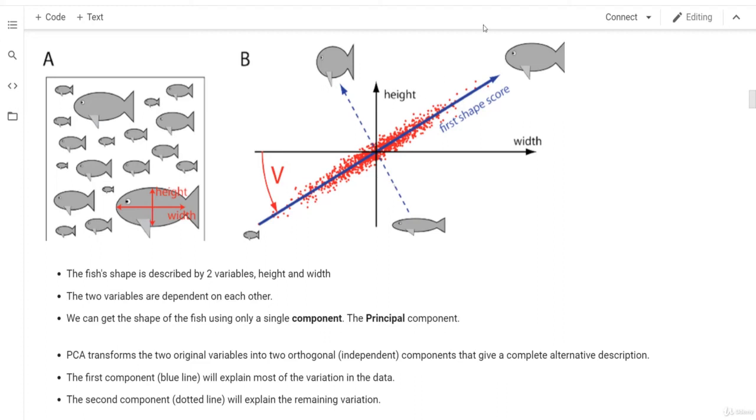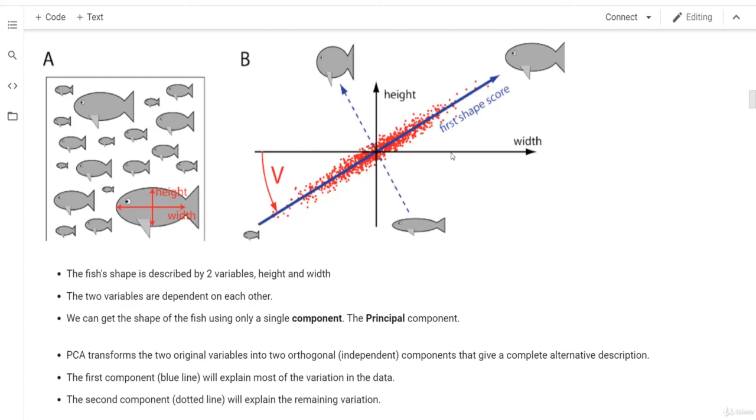Okay, so the first component, we call this the principal component because it will explain most of the variation in the data. This blue line is the first component because it's the direction with the most information, the dimension with the actual distribution of the data. And then we have the second component, because we have two features, so we will have two components. This second component, the dotted line, will explain the remaining variations.